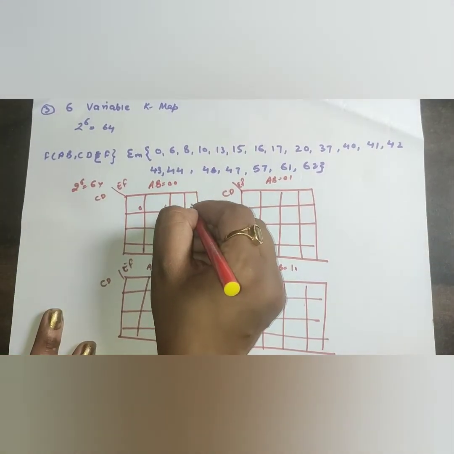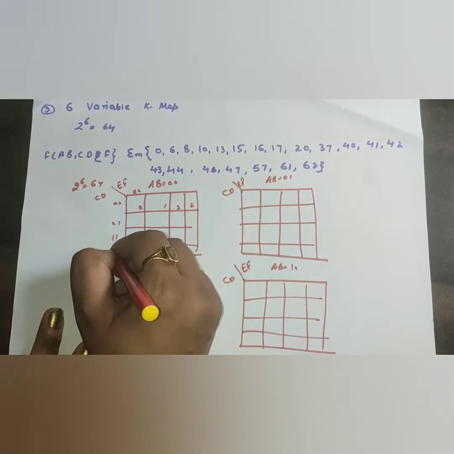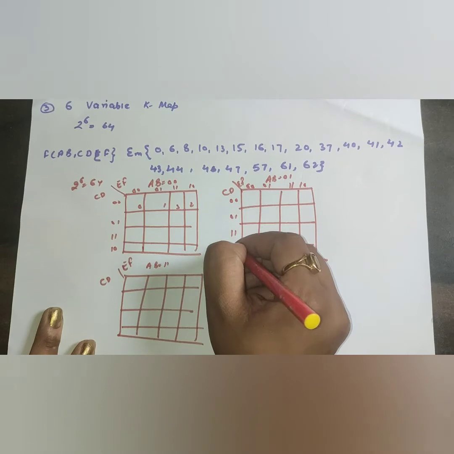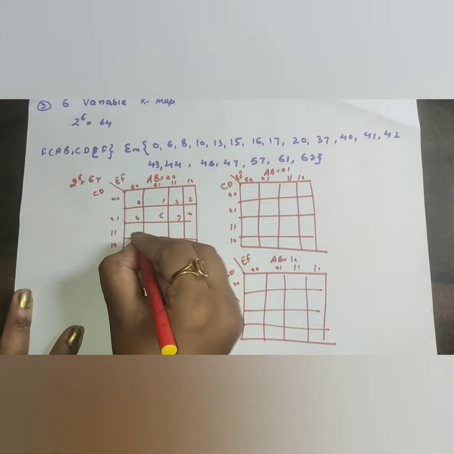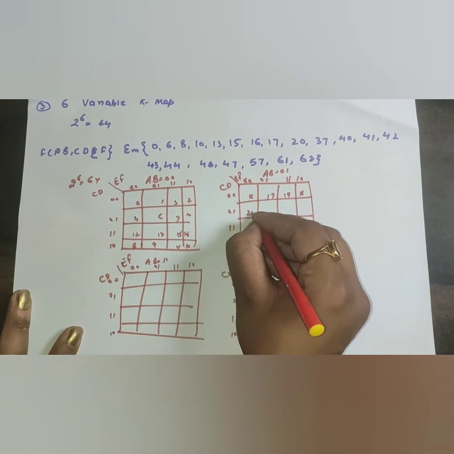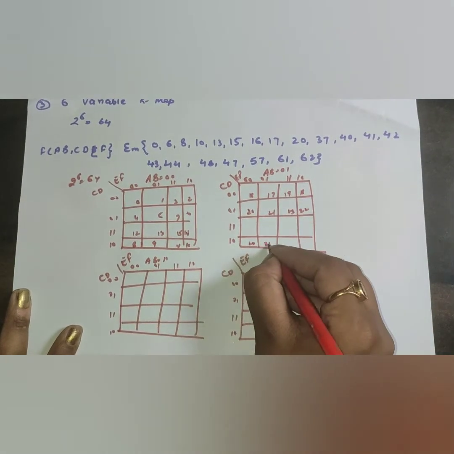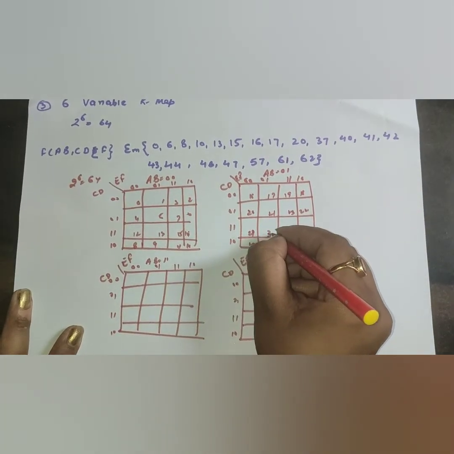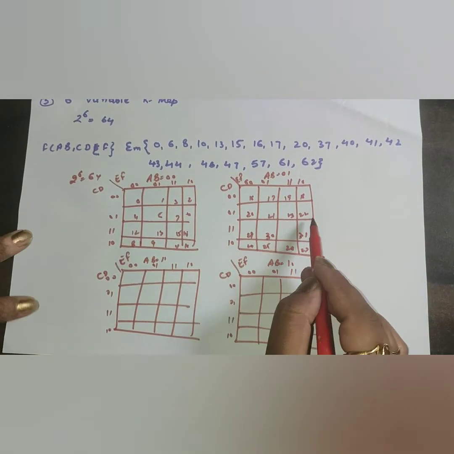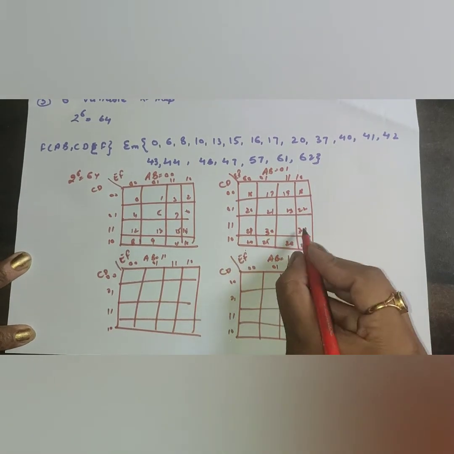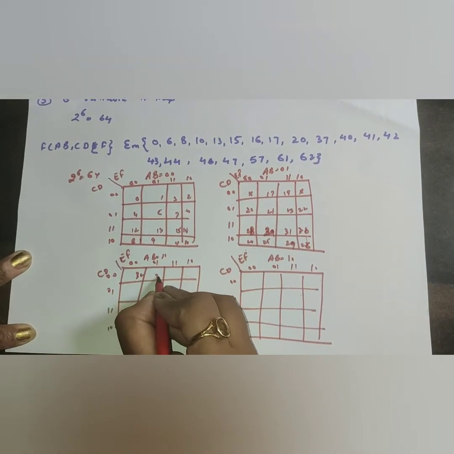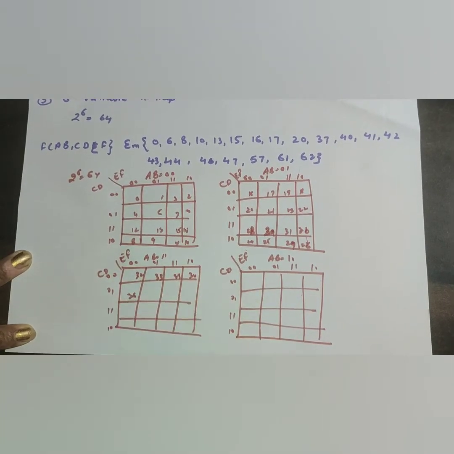Now 0 1 2 3, because 0 0 0 0 0 1 1 1 0 0 0 0 1 1 1 1 0 0 0 0 1 1 1 1 0 0 0 0 1 1 1 1 0, 12 13 14 15 16 17 18 19 20 21 22 23 24 25 26 27 28 29 30 31, 32 33 34 35 36.